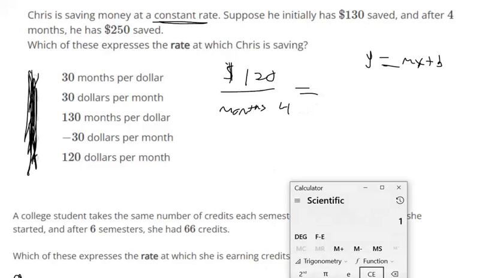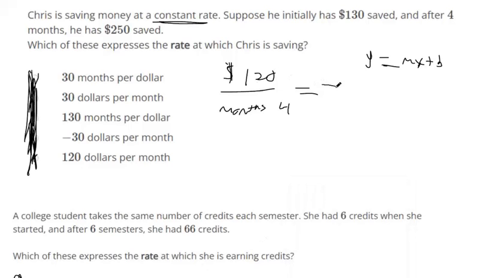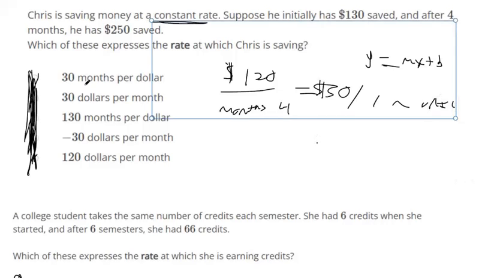So 120 divided by 4, that's 30. So it's $30 for every 1 month. Is what we just calculated. Sorry about the handwriting there, but that's all we need. $30 per month.